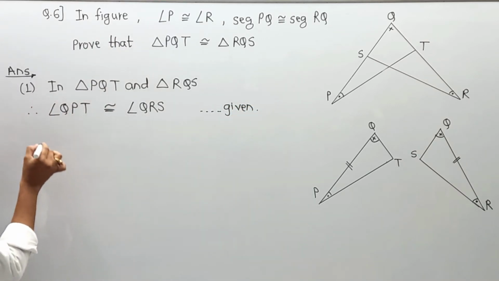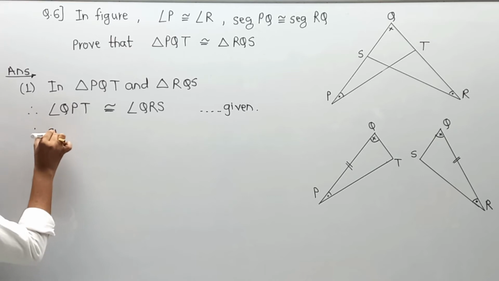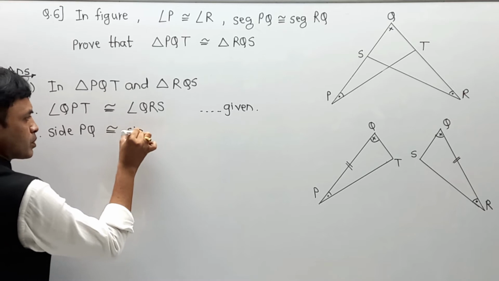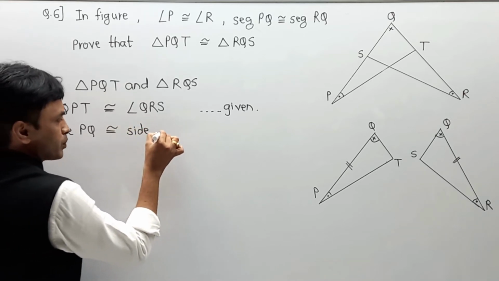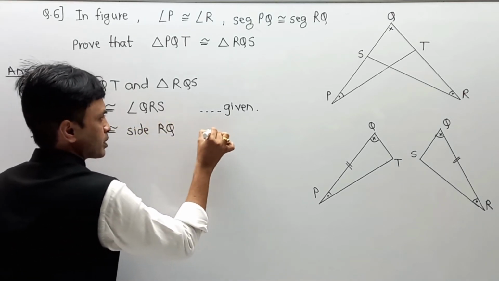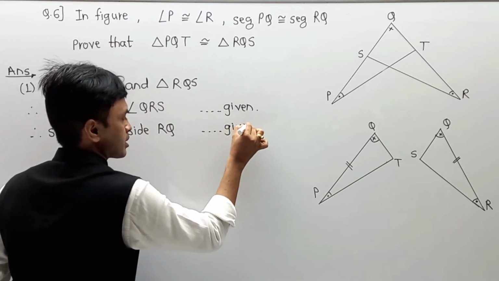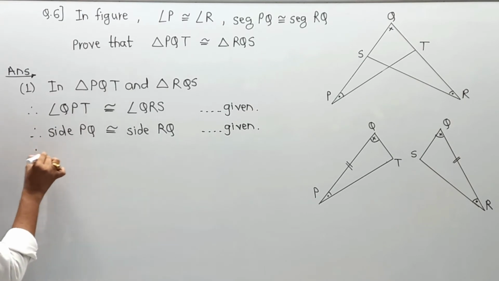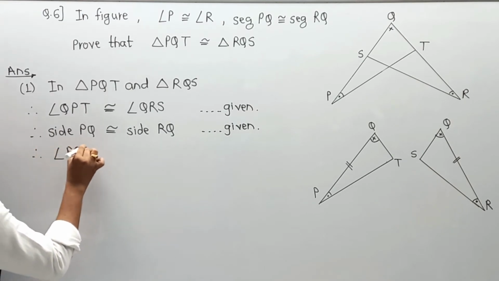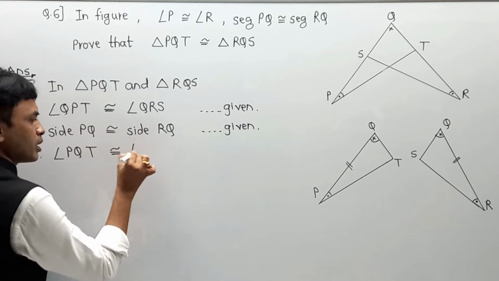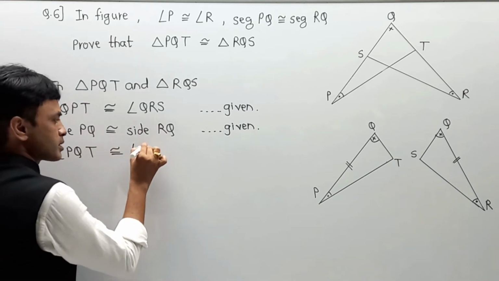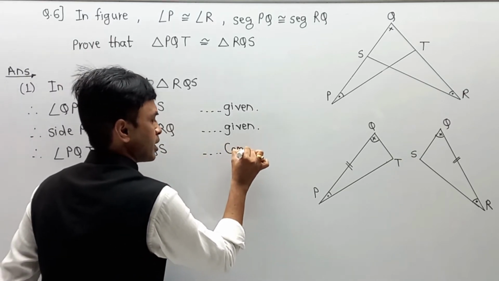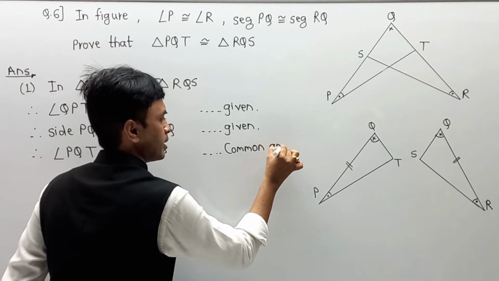Second, side QP or side PQ. Side PQ is congruent to side RQ. They have given, so I have written it as given. And third part, angle PQT. Angle PQT is congruent to angle RQS. Reason, common angle or same angle. I am writing it as a common angle.